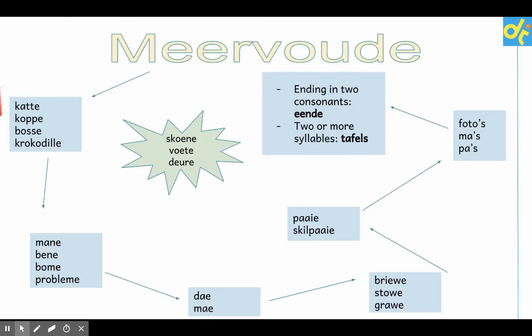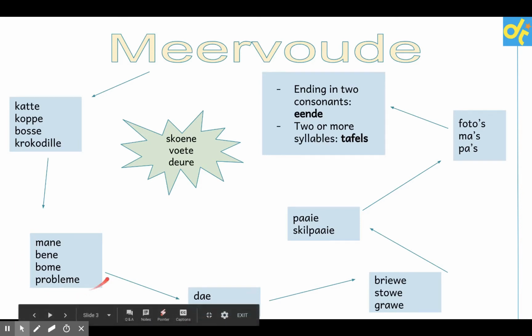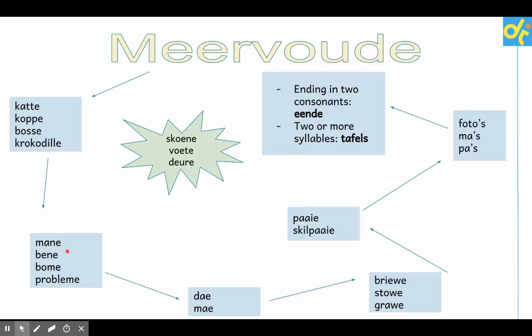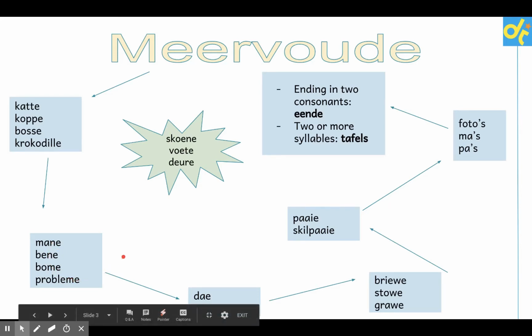So let's have a look when we're working with that short vowel rule. Kat, te. Kop, pe. Bos, bosse. Remember, if it's a longer word, look at the last syllable. Krokodil, le. Double L, E, because of the short sound. Then you have words with longer sounds. Maan, maane, been, bene, boom, bome, probleem, probleme. Remember, these were long sounds before. Maan is spelled M-A-A-N. Two A's, long sounds. You drop the A, but you keep only one consonant. You're not gonna double the consonants there.